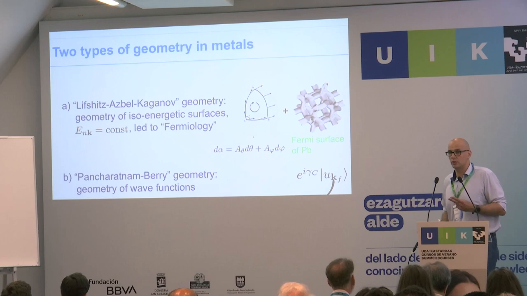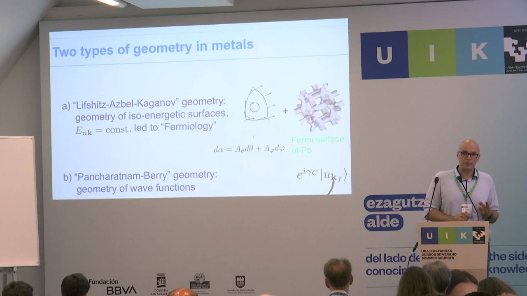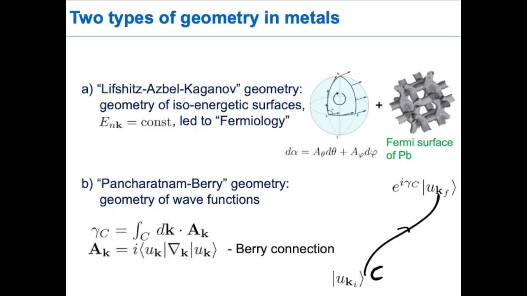The old type, the useful type, is the Lifshitz, Azbel, Kaganov type geometry. I'm just mentioning the last names that contributed in a gigantic way to the subject. And this is a geometry of isoenergetic surfaces in a crystal, and in particular the most important of them, the Fermi surface. You see, the Fermi surface of even very simple elemental metals like lead can be beasts like that. And you can study what that Fermi surface looks like.